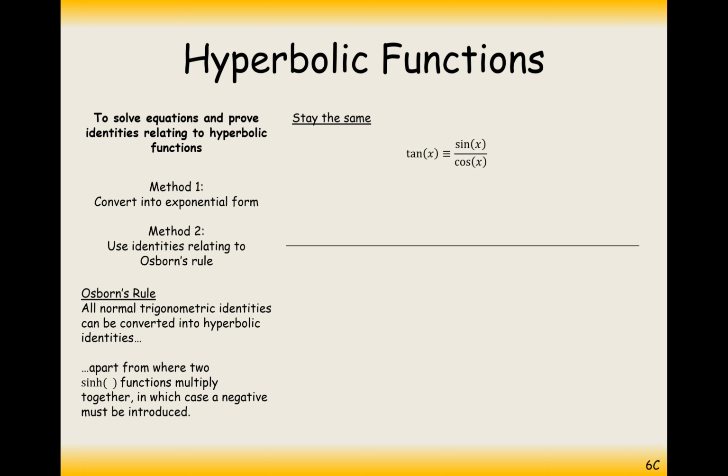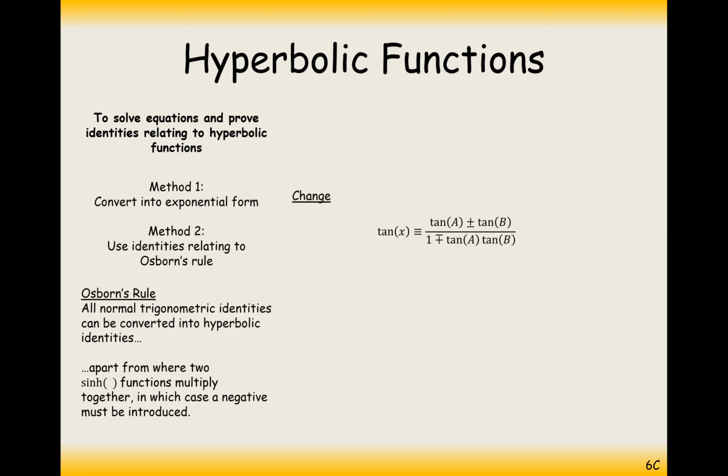I'll show you another one that stays the same in hyperbolic functions. Tan x equals sine x over cos x. That stays the same in hyperbolics. But one that does differ is sine squared plus cos squared equals 1, because you can see at the front here you've got two sines that are multiplying together, so the coefficient of that must have a negative introduced in the middle of it. That's why it then turns into cosh squared x minus sinh squared x, because the minus had to appear at the front of this sine when you convert it into hyperbolics.